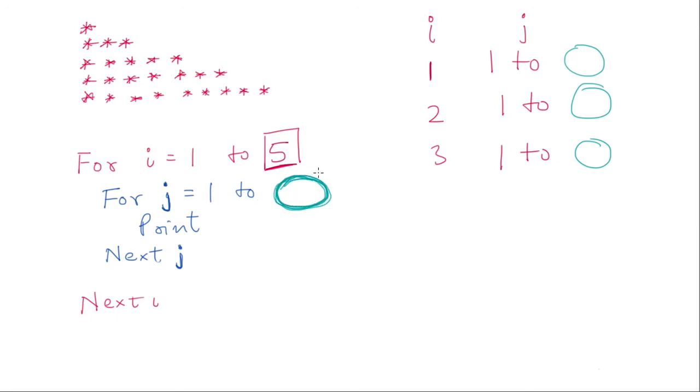How many j's are going to get printed? Inside j is the star. So how many stars are going to get printed? Particularly, what is j? Is that clear?